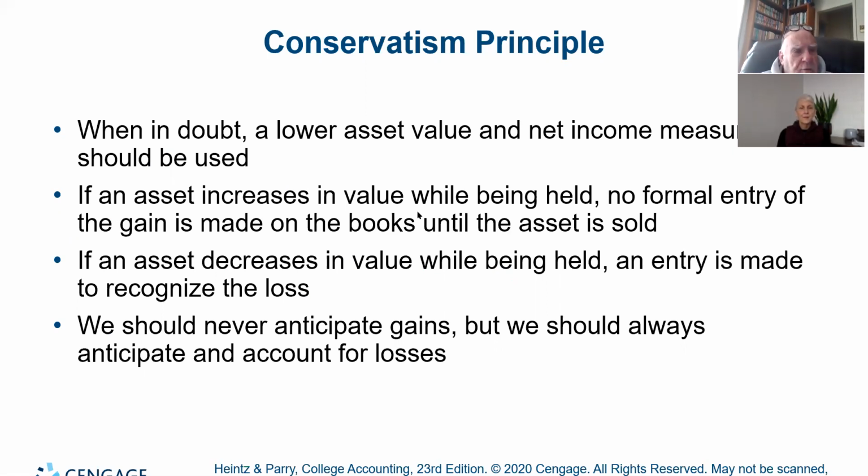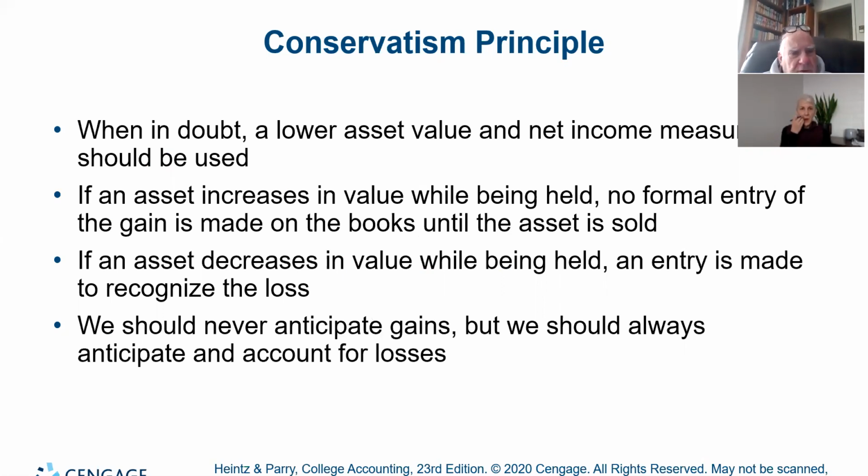Now, that doesn't mean you can't go to a bank and the bank looks at your balance sheet and says, this land you own is only worth $50,000. And you say, yeah, that's what we paid for it. And my great grandfather paid for it. Now it's worth 10 million. And you go from there. But if an asset decreases in value while being held, you must record a journal entry to record that loss. We should never anticipate gains, but we should always anticipate and account for losses. Part of the conservatism principle.